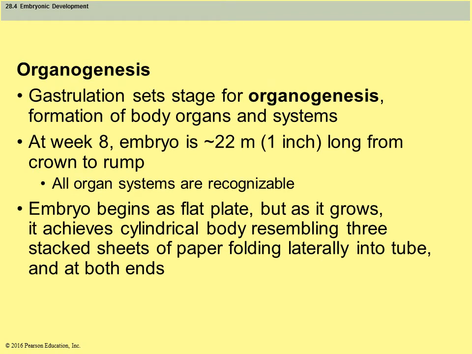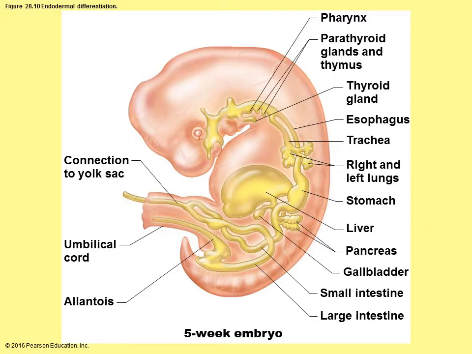Organogenesis is the process of forming those body organs and the systems. As I mentioned earlier, by week 8, the embryo is roughly about 1 inch long. All of the organ systems are now recognizable. This is a 5-week embryo. As you can see, some of the organs are starting to form. Some of the glands, such as the thyroid gland, the lungs are forming, the stomach, pancreas, liver, etc.